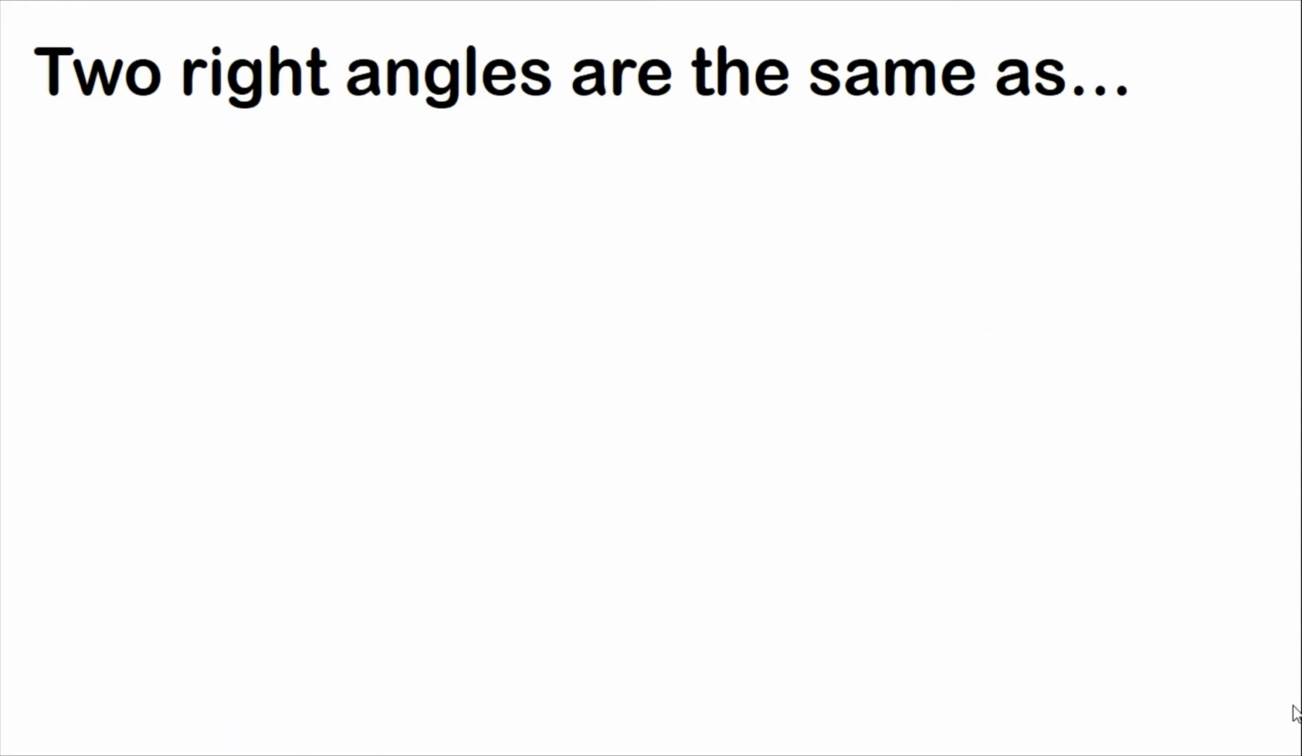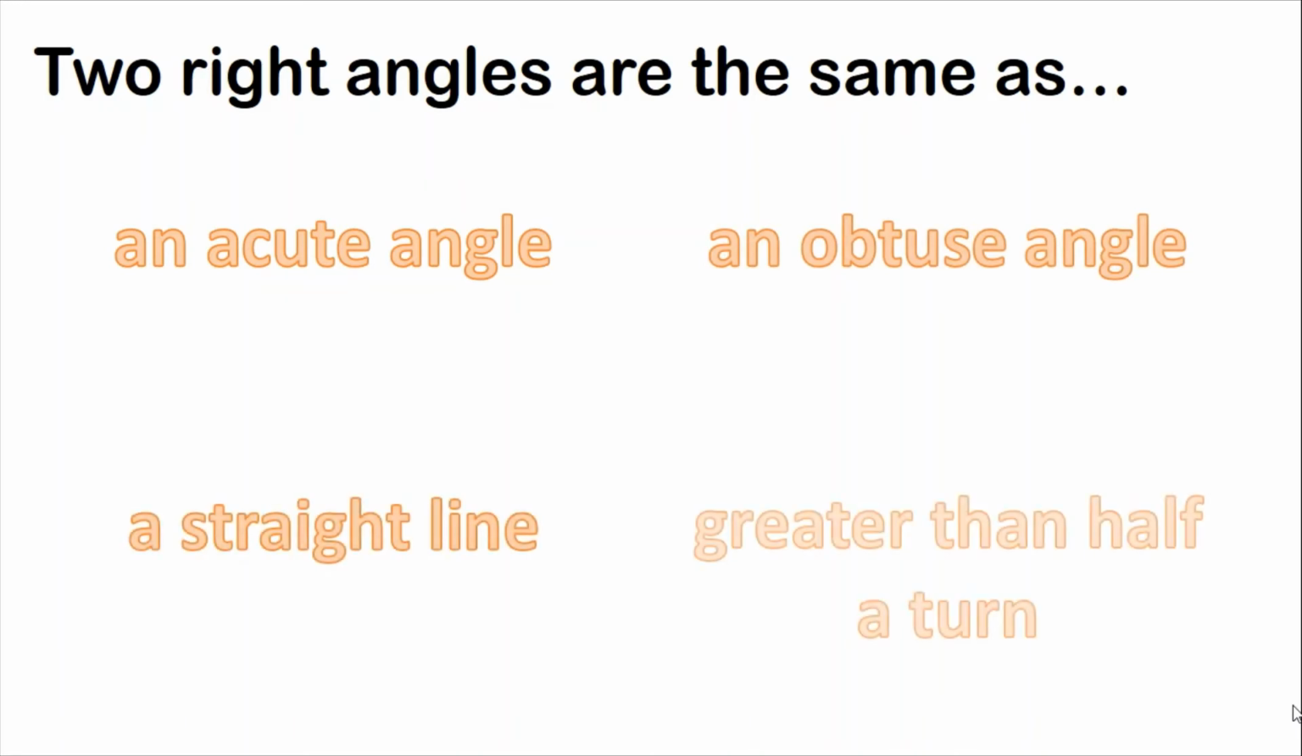Now, two right angles are the same as what? Two right angles are the same as an acute angle, an obtuse angle, a straight line, or greater than half a turn. Which one's correct? Pause if you need to. I will count down from 5.